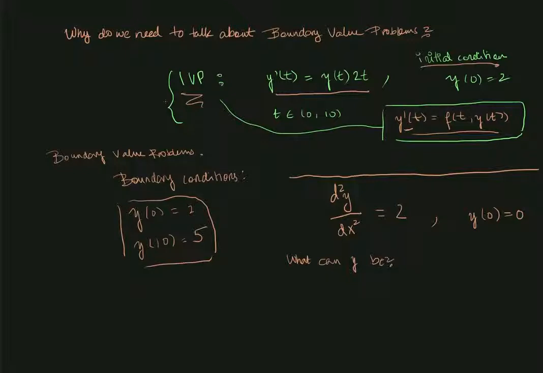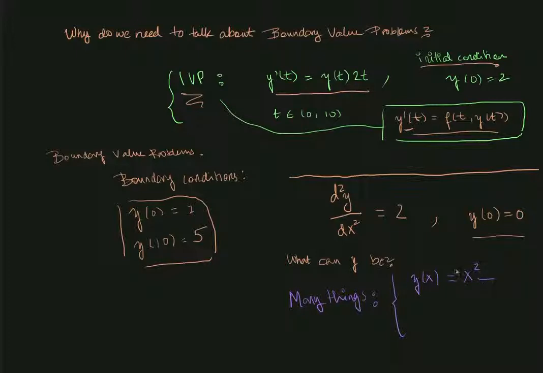Now notice that in the initial value problem, if I had an initial condition, then I could determine y uniquely. However, now when I consider this type of problem, I can't determine y uniquely just based on the fact that y of 0 is equal to 0. So the answer to what y can be is that y can be many things. So for example, y could be y of x equal to x squared. Because then I differentiate once and I get 2x, then I differentiate again and I get 2. And also if I plug 0 in x's place, then I get that y of 0 equals 0.